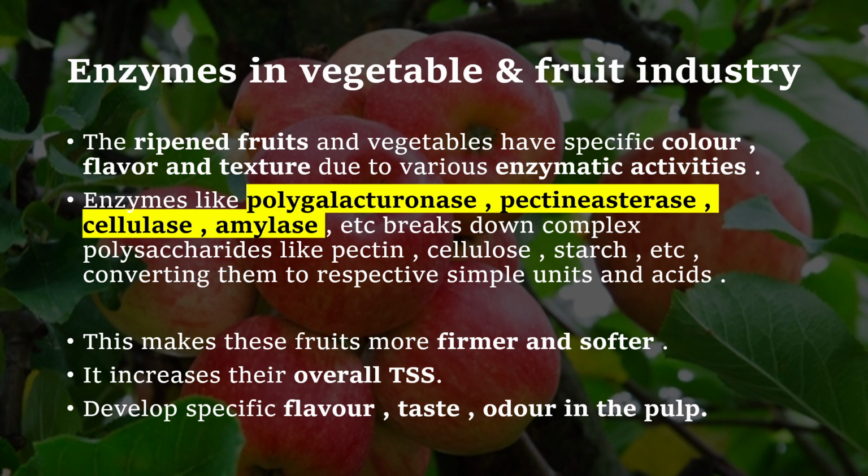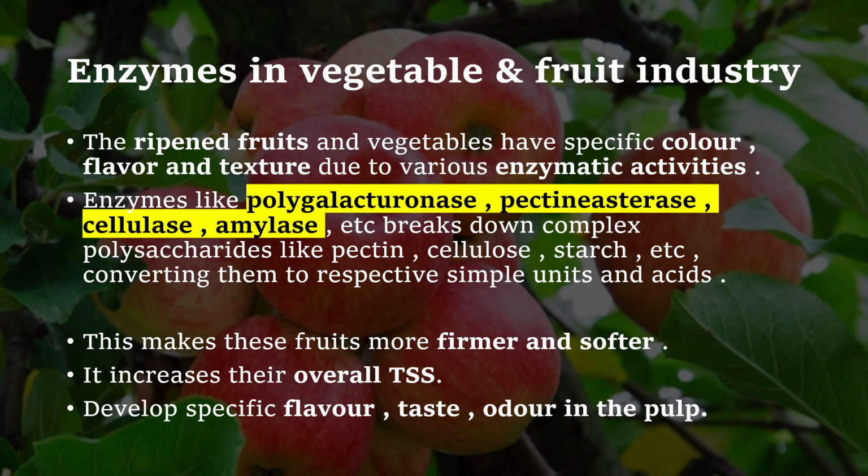Enzymes like polygalacturonase, pectin esterase, cellulase, amylase, etc. break down complex polysaccharides like pectin, cellulose, starch and convert them into simple units. These simple units are modified into acids which may form some colorful compounds, flavor compounds, etc. These enzymatic activities make fruits more firm. When unripe, when raw, they are very hard.